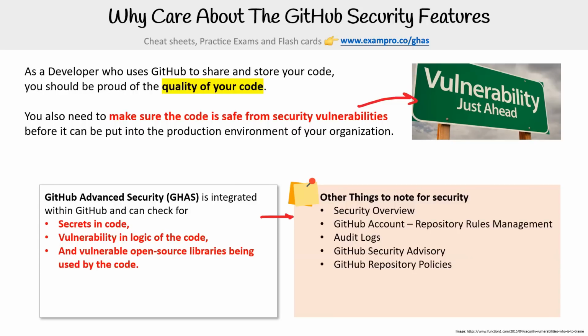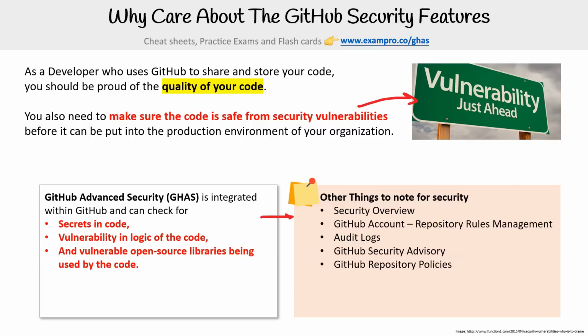Now, GitHub Advanced Security, GHAS, is integrated within GitHub and can allow you to check for secrets that are stored in your code. It can allow you to look at vulnerabilities that are probably coming from an open source library that may be used by either a package or a set of libraries in your code. It could also detect vulnerabilities that could be in the logic of the code or the way the program has been written.